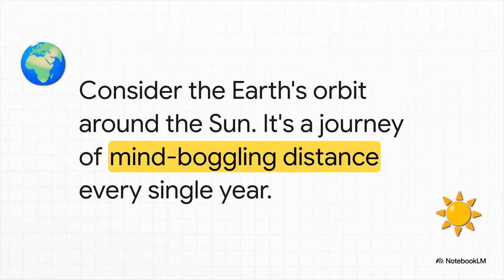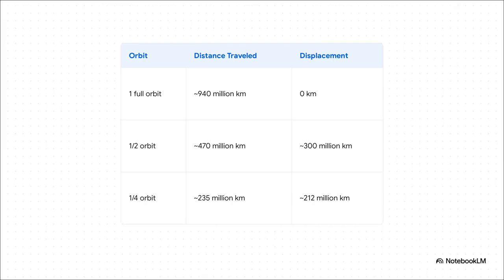Just think about the Earth. It is always moving, traveling a truly mind-boggling distance through space every single year. Now check this out. After one complete year, one full orbit, the Earth has traveled almost 1 billion kilometers. That's its distance. But its displacement, a big fat 0. Why? Because it's right back where it started. And notice something else. The shorter the trip, like a quarter orbit, the closer the distance and displacement numbers get. The straighter the path, the more they start to agree.